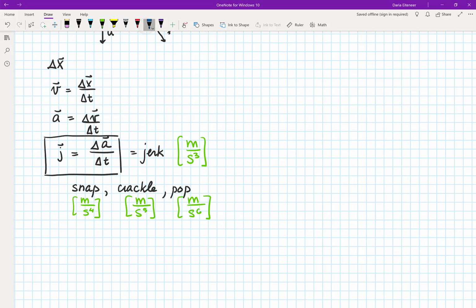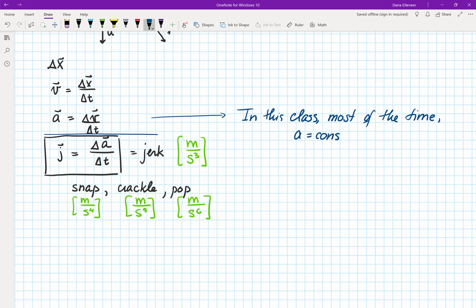So in this class, we kind of draw a line right here, okay? And what we say is that most of the time, we're going to stick with constant acceleration. Most of the time, acceleration is constant. So you should know the meaning of that term constant. Constant means not changing, specifically not changing over time. Okay, so we're going to have to address that, and we're going to have to use that quite a bit.